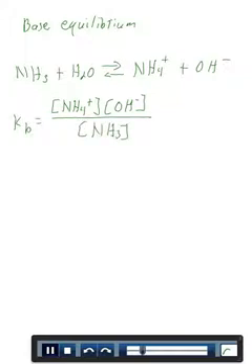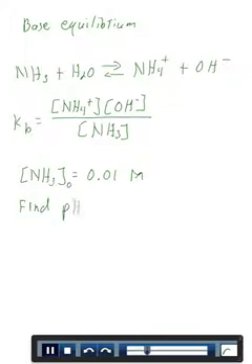And now let's say we start with a concentration of ammonia in water. So I'll use the subscript 0 for initial concentration. Let's say 0.01 molar. We want to find the pH of the solution.